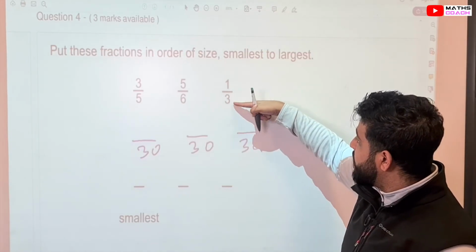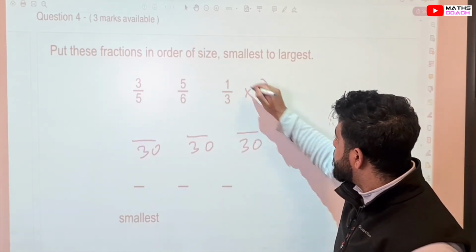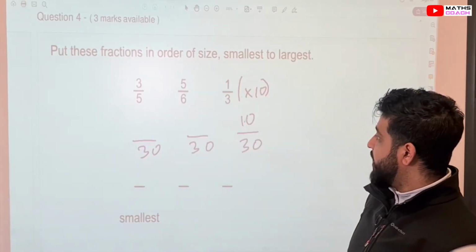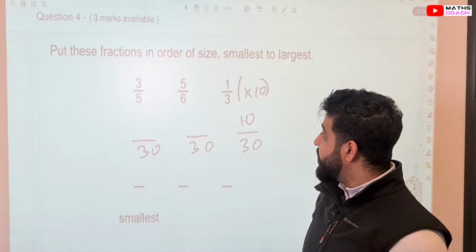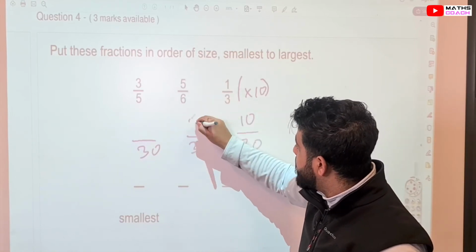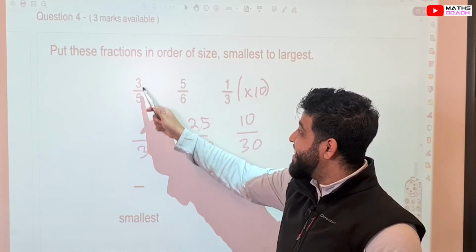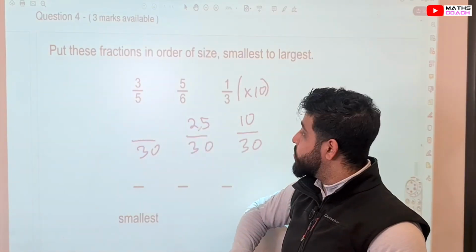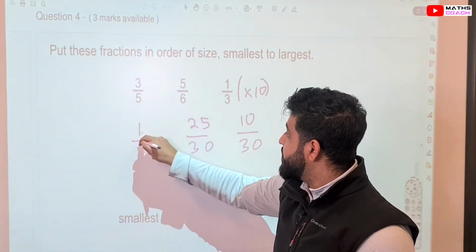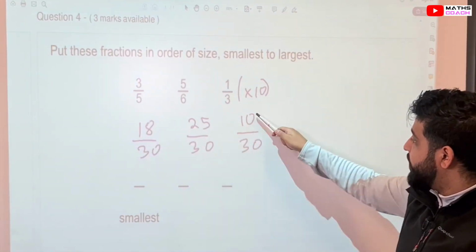So how does 1 over 3 become 30? How does 3 become 30? We multiply by 10. So therefore, top becomes 1 times 10, 10. How does 6 become 30? We multiply by 5. So therefore, 5 times 5 is 25. How does 5 become 30? We multiply by 6. So the top we multiply by 6 as well. So 3 times 6 is 18. So 18 over 30, 25 over 30, and 10 over 30.